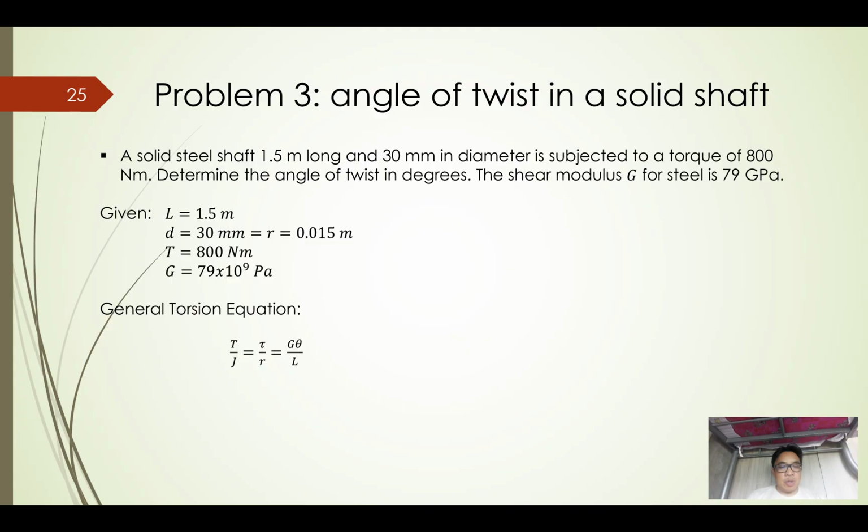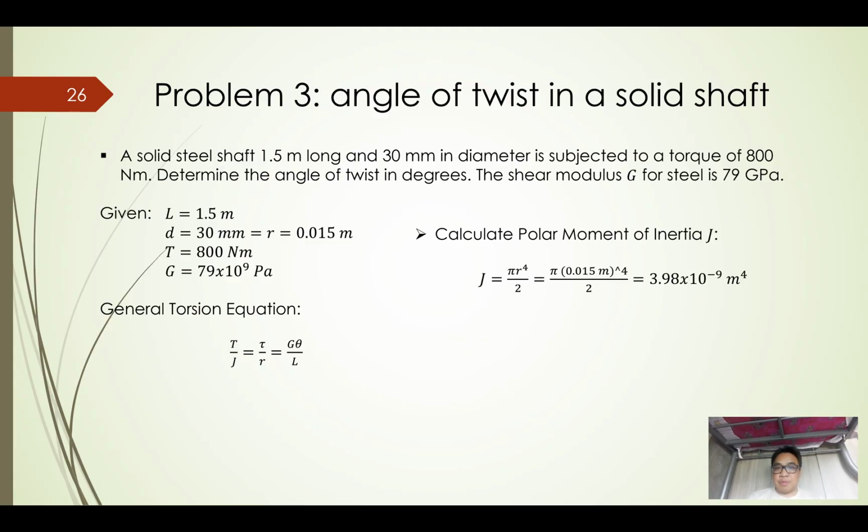The general torsion equations. And first up again, we will calculate the polar moment of inertia. That would be J is equal to pi r raised to the fourth power over 2. By substituting all the known values, it will give us 3.98 times 10 raised to the negative 9th power meter to the fourth.